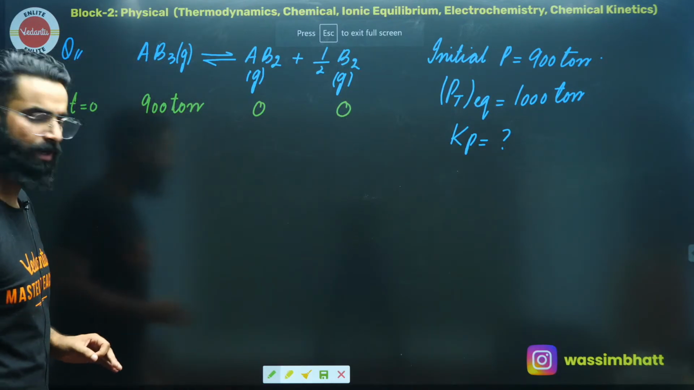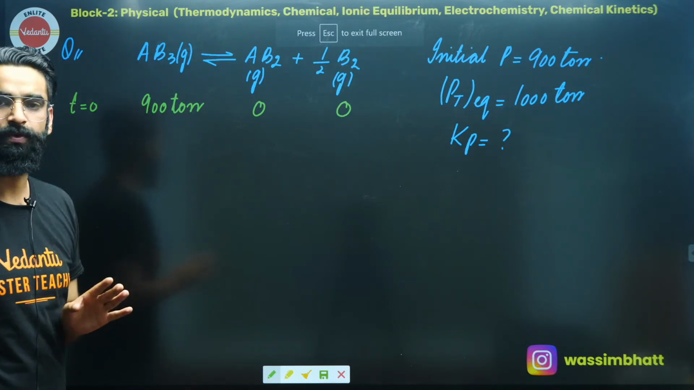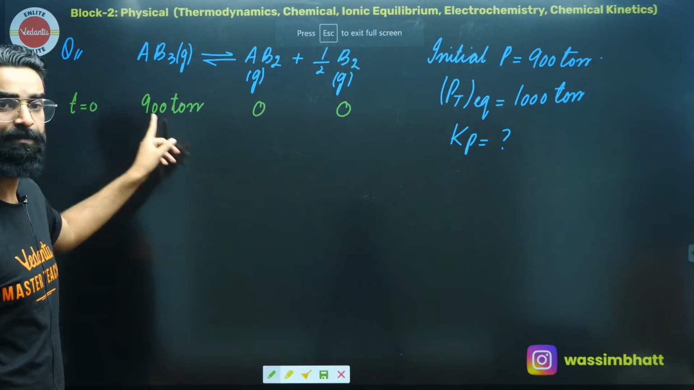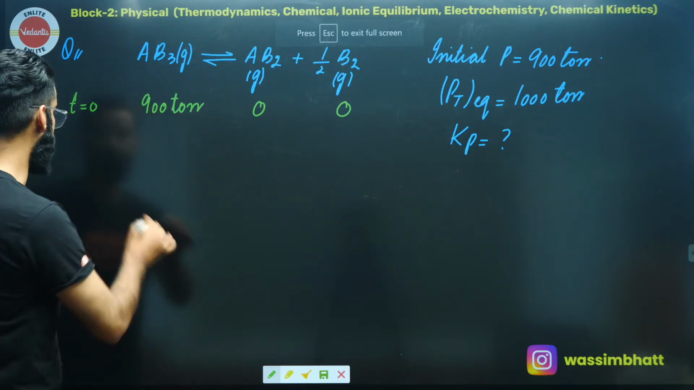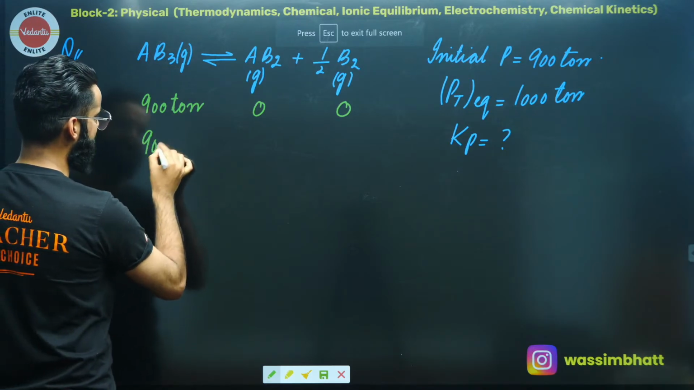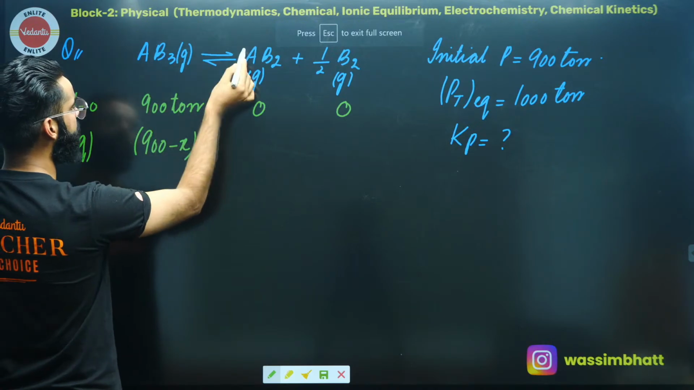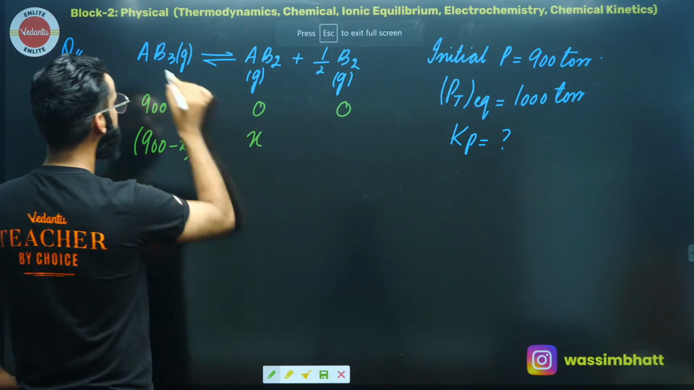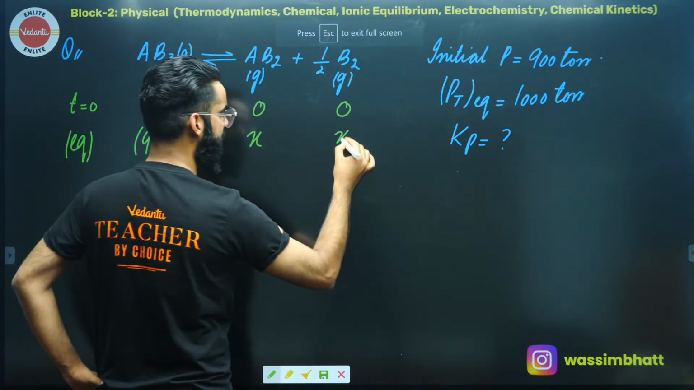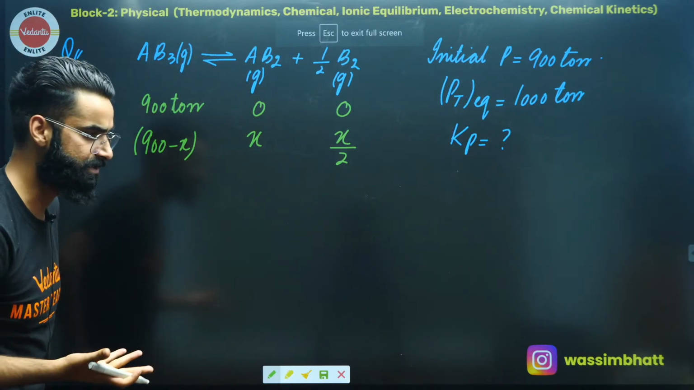Now, my dear people, what you are going to do is treat the pressure in a similar way as we used to treat the moles. So at equilibrium, let's keep this as 900 minus x, right? Now, we used to do one thing. 1 mole gives 1 mole: from x, you get x, right? 1 mole gives 1 by 2: from x, you get x by 2. So you have treated this pressure as per moles, right?